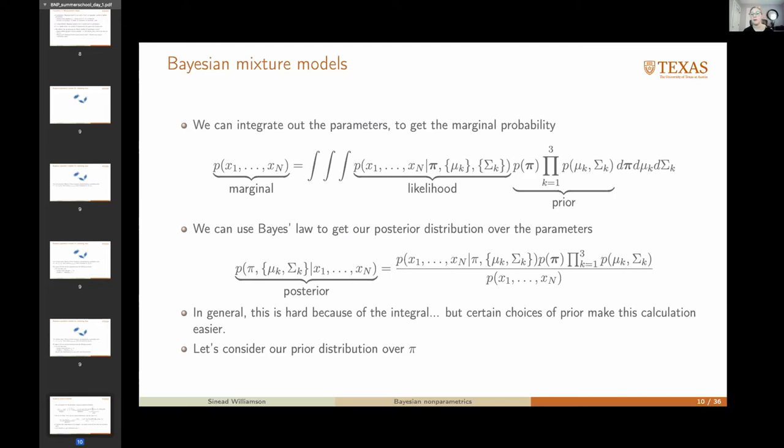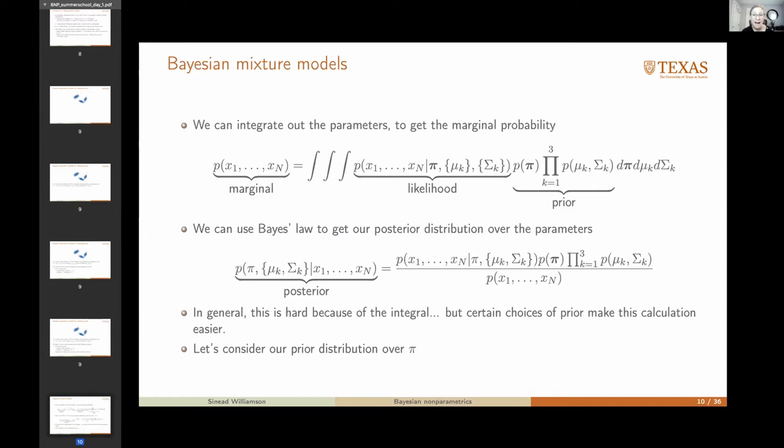And then if I want to update my beliefs about the parameters, I can use Bayes' law to get my posterior distribution, the probability of those parameters, conditioned on what I've seen. And so here I'm just using Bayes' law, probability of A given B is probability of B given A times probability of A divided by probability of B. So that's all great. And this equation is most of Bayesian inference. The trick comes in that integrating is hard.